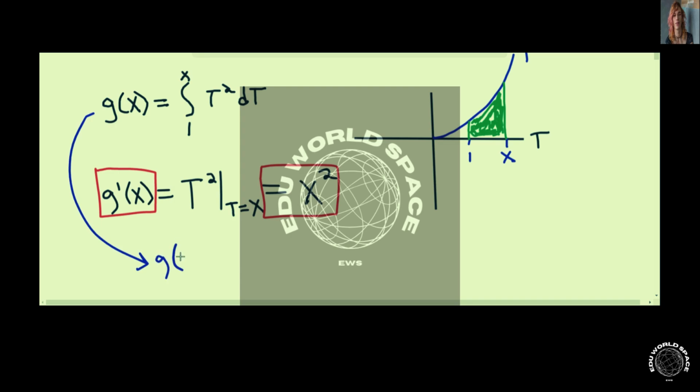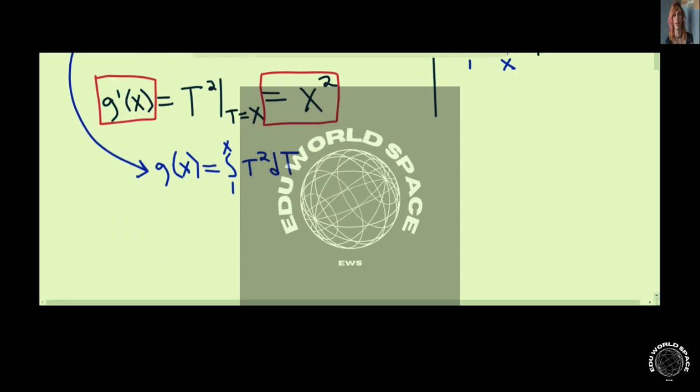So g of x, okay, so we're back to g of x. G of x is equal to the integral between 1 and x of t squared dt. So if you want to calculate a definite integral, we need to find the antiderivative of t squared. Okay, g of x is equal to the definite integral from 1 to x of t squared dt.